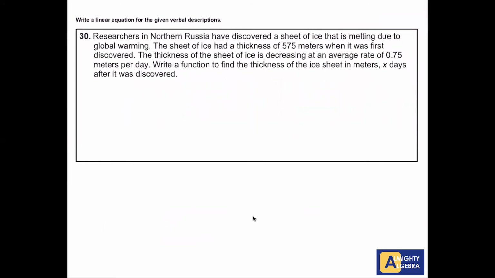The last example I'm going to do for you will be question number 30. The directions for number 30 is to write a linear equation for the given verbal descriptions. Again, remember that the formula for an equation is y equals mx plus b. We are looking for a slope and we are looking for a y-intercept. I'm going to read the problem aloud and highlight anything that is important.